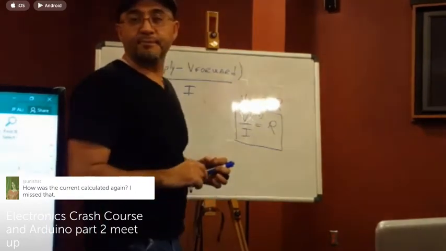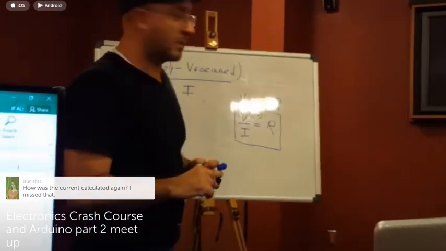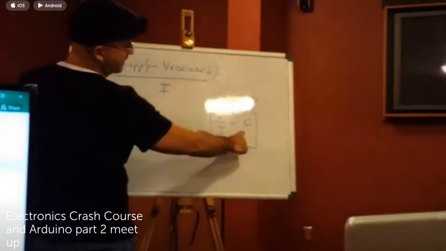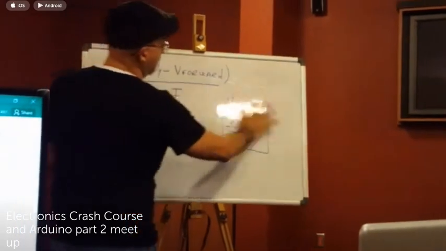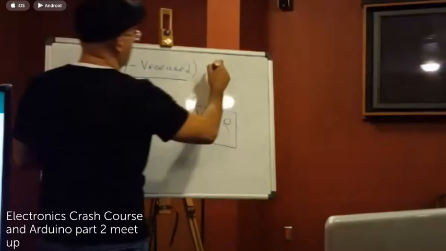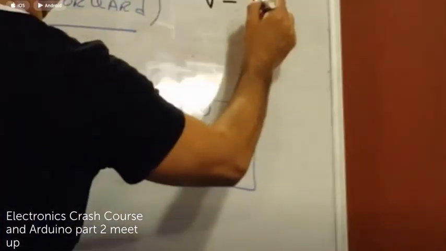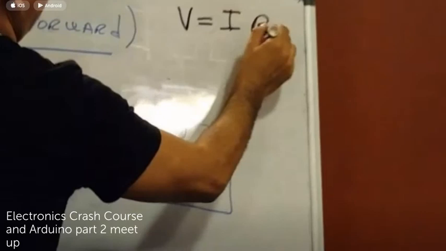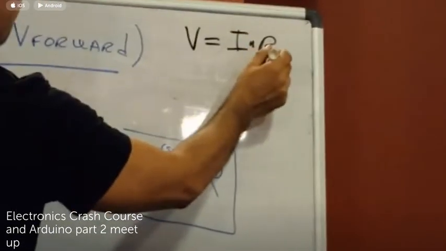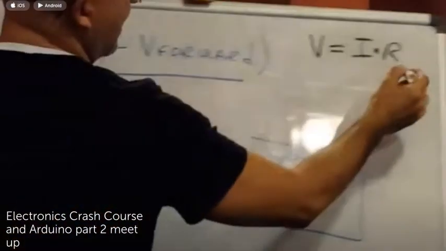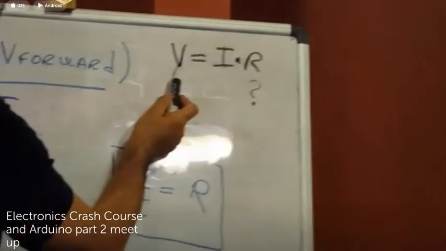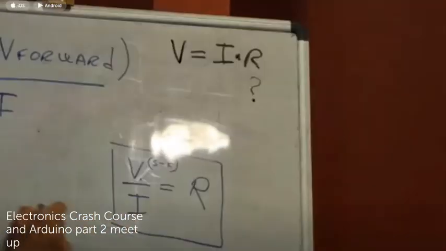She says, how was the current calculated again? Okay. Well, we're not calculating the current, we're calculating the resistance. This is the formula right here, and I'll put it up here. V equals IR. Voltage equals current times resistance. Okay? Right now we're trying to find out what the R is. We know already the voltage and we know the current that will make that LED light up.